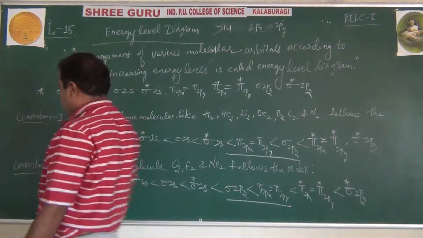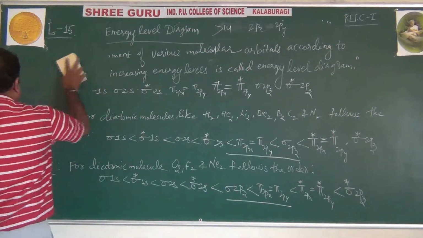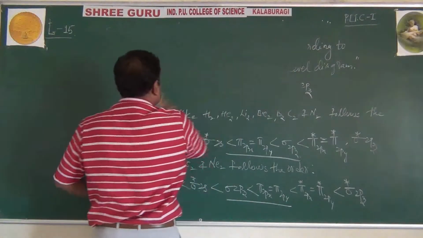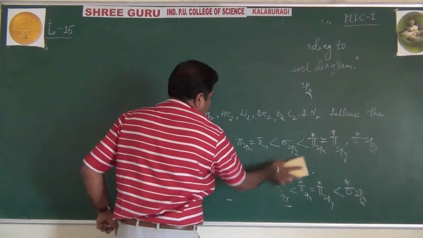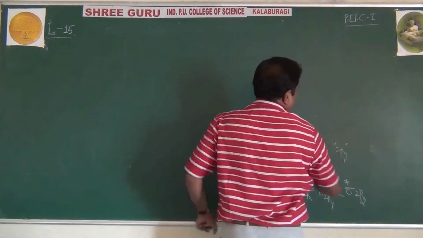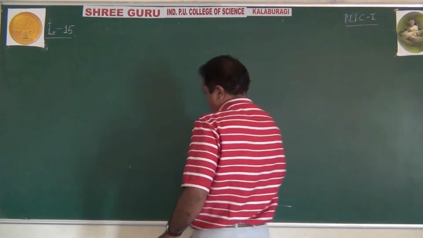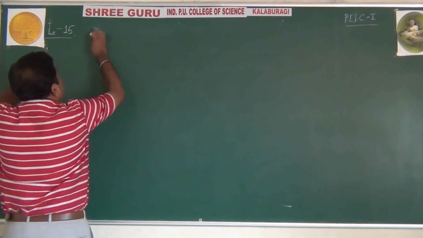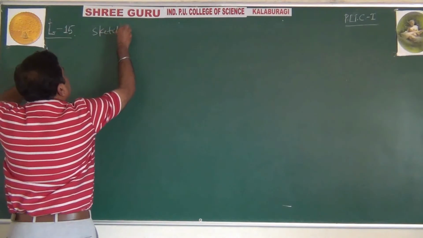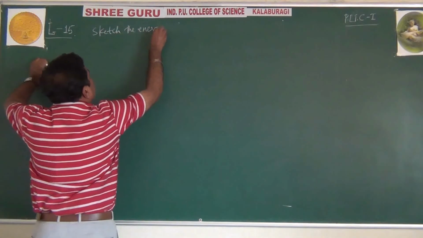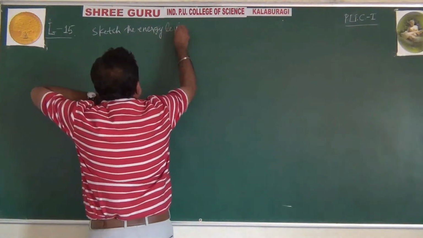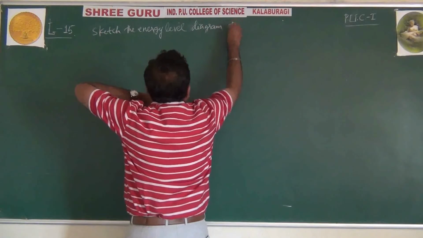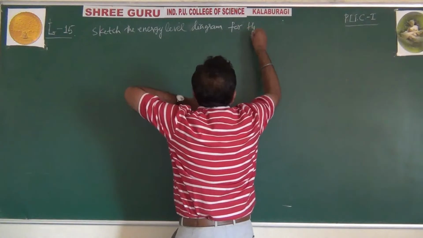With all this discussion, now I will apply these concepts in sketching the energy level diagram for homonuclear diatomic molecules. I will show you now. We will come to it very clearly, and all the doubts will be clear. Application of bond order, how bond order is used in determining stability. See the first: sketch the energy level diagram, the energy level diagram for the hydrogen molecule.